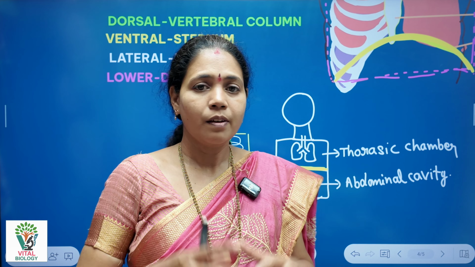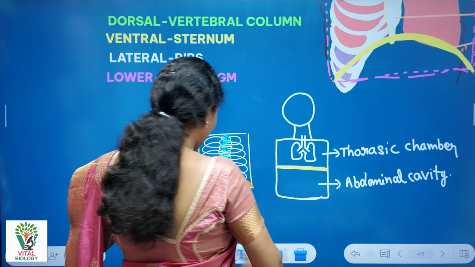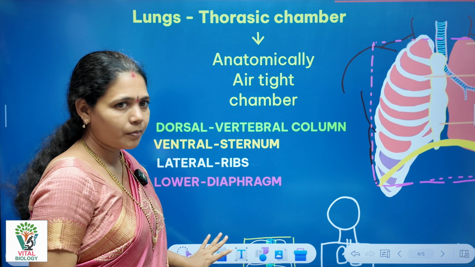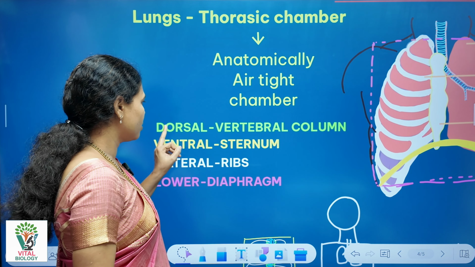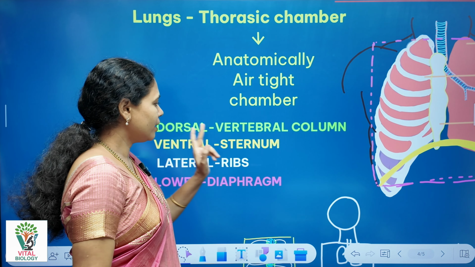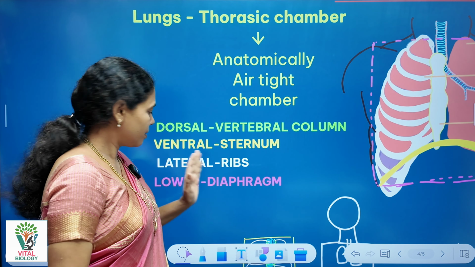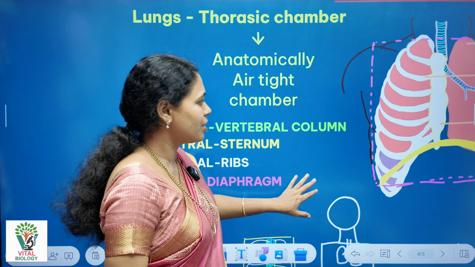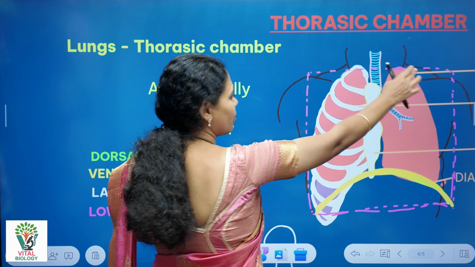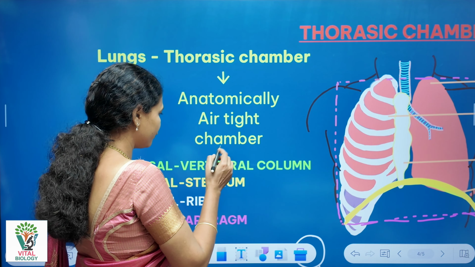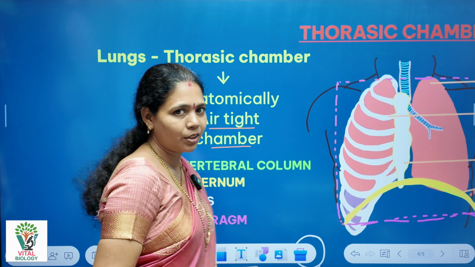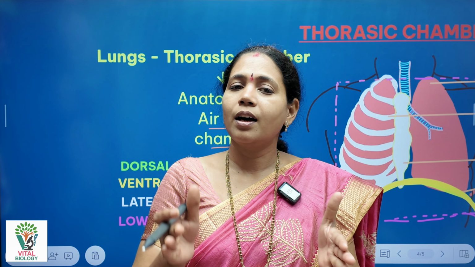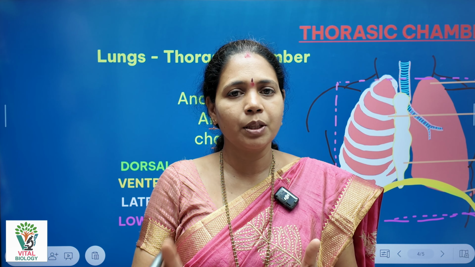In this way, all the different directions of this thoracic region are covered by these structures, which make this thoracic chamber an airtight chamber. Just now, whatever structures we told: dorsal vertebral column, ventral sternum, lateral ribs, and lower-side diaphragm. All these structures are arranged in such a way that they make this thoracic chamber an airtight chamber.